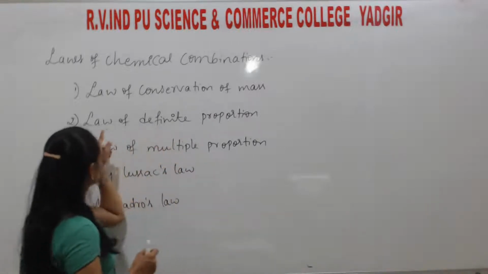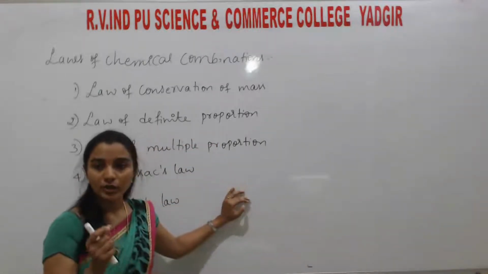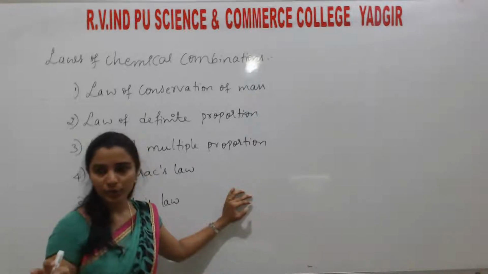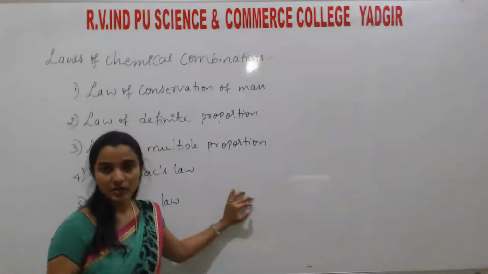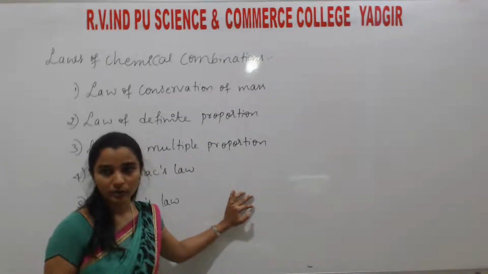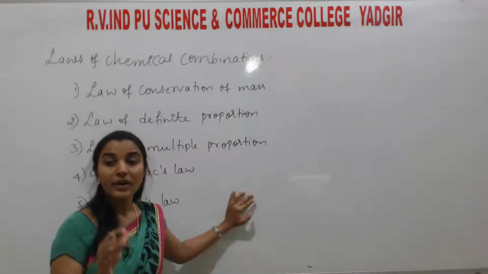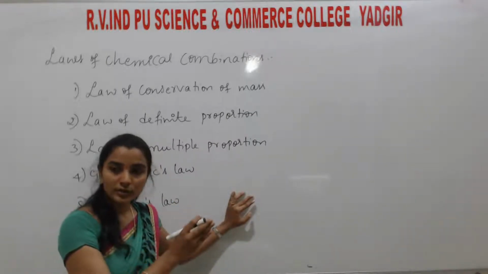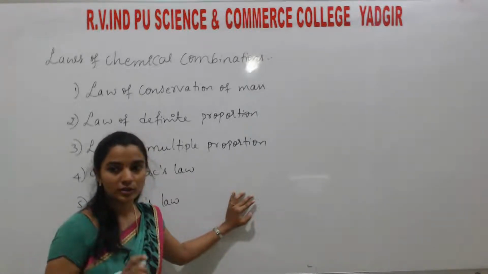Next, law of definite proportion. For example, take any one compound: H2O, CO2, CaCO3, whatever compound you take, whether it is derived from a decomposition reaction, combination reaction, or precipitation reaction, we won't bother about it. Even though it is derived from so many reactions, its composition is always the same. If CO2 is liberated from photosynthesis, that also consists of one carbon atom and two oxygen atoms, CO2.